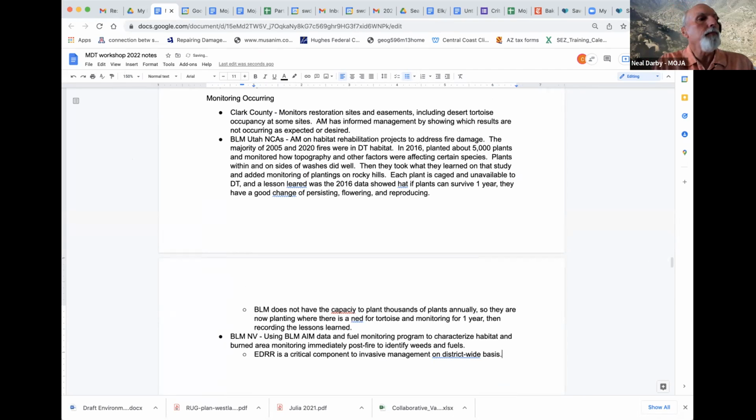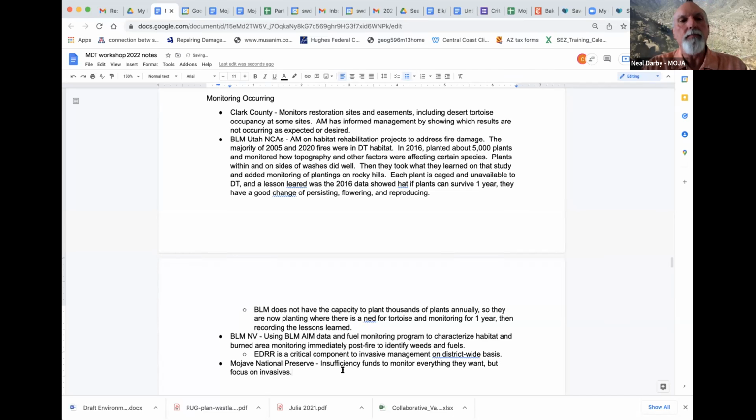Okay, yeah, I'm here at Mojave National Preserve. We're like most all other agencies. We have not a lot of staff and funds to monitor everything we would like to, but we mostly focus on invasive species. I think that's been one of our bright spots where we do targeted monitoring, checking to see if the plants are coming back, mostly salt cedar and Sahara mustard. And then we've been able to adapt our treatments or management based on what we're finding.